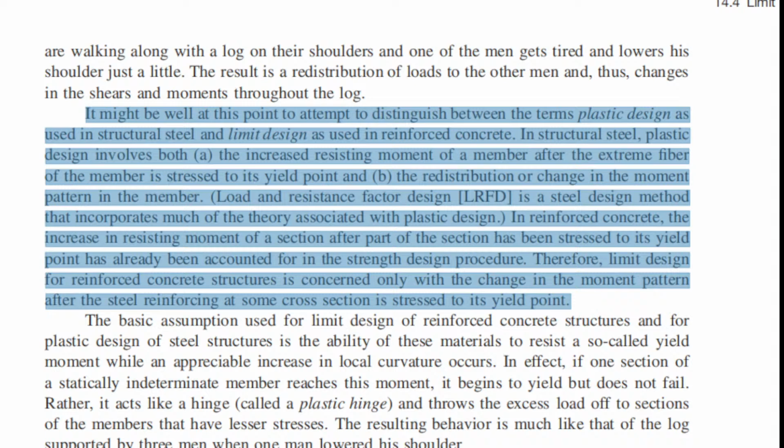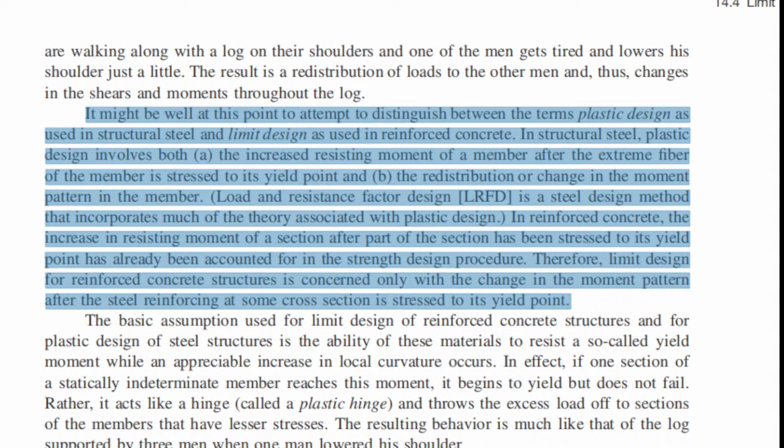Again, there are two things when we are in the plastic region designing structural steel. There is an increased resisting moment of a member, take note, increased resisting moment even after the extreme fiber of the member is stressed to yield point. And the distribution or change in the moment pattern of the member. So those two factors are involved.